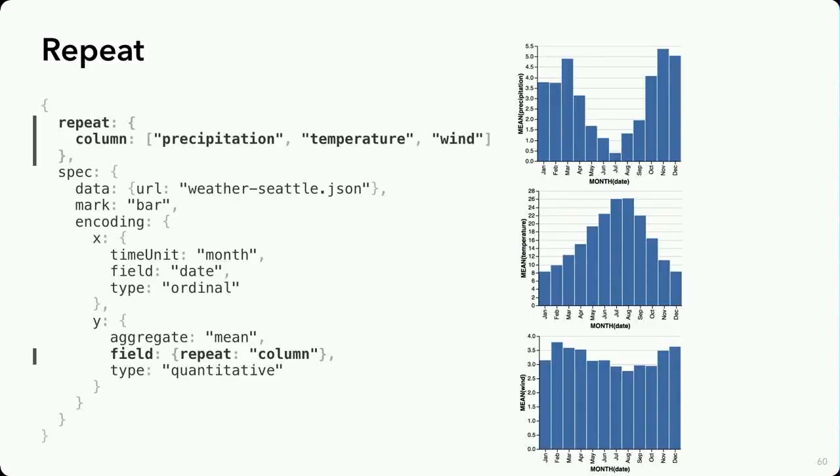And then we replace the field name with a reference to that repeated data. And so now we create one chart for precipitation, one chart for the temperature, and one chart for the wind. I got a question. Yes? Can you change the aggregate first? Not right now, but that's something to think about. Right now we only let you do that for fields.